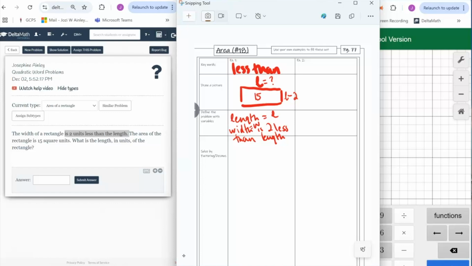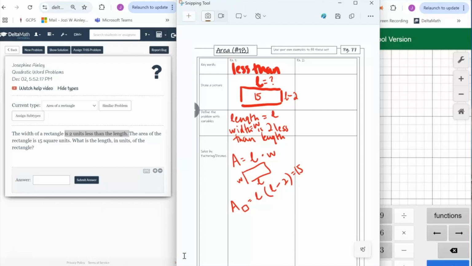So what am I doing? In order to find the area, we know it's length times what? The width. The area of any rectangle is the length times the width. The width times the length, it doesn't matter. So the area for this rectangle is going to be my length, which is L because I don't know what it is, times, in parentheses, my width, which is L minus 2. And when I multiply these two together, I'm going to get 15, because that's what they tell me.